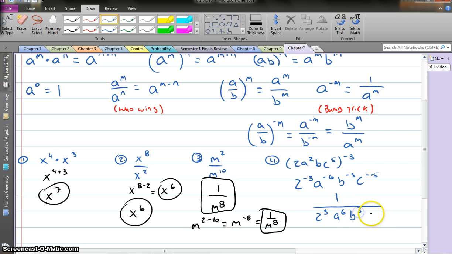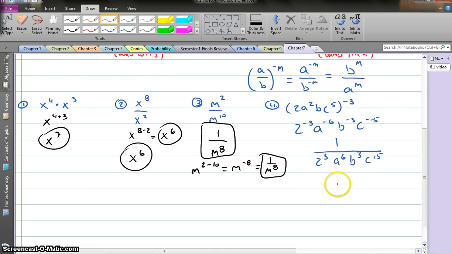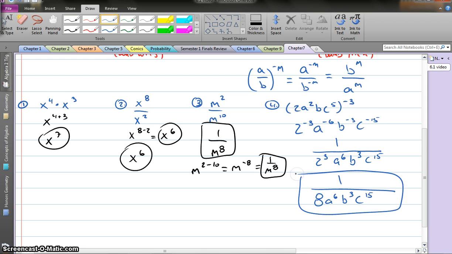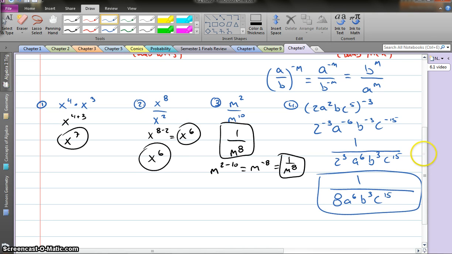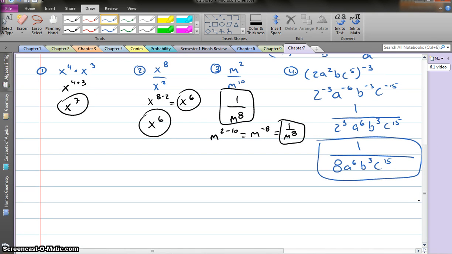B gets bumped below. C gets bumped below. We can simplify 2 to the 3rd further. So it's 8, A to the 6th, B to the 3rd, C to the 15th. All right, so that's the basic problems. Not so bad, right? What's awesome about this chapter is I can make it as easy or as difficult as we need to. So by combining these 7, 8 rules, we can get kind of crazy.